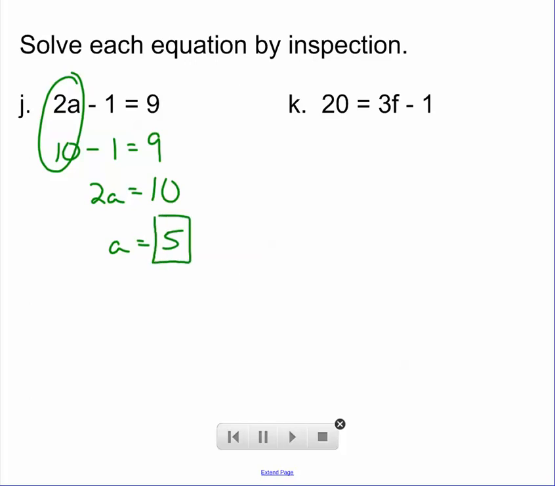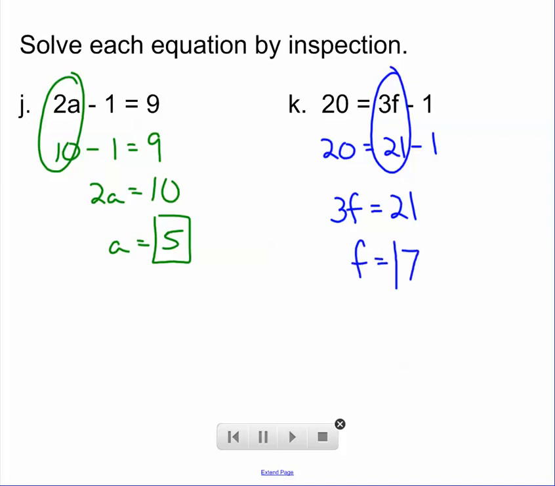Let's try that again over here with k. 20 equals 3 times what number minus 1? Well, I know that 21 minus 1 is 20. So I know that 3f must equal 21. So 3 times what number equals 21? 3 times 7 equals 21.